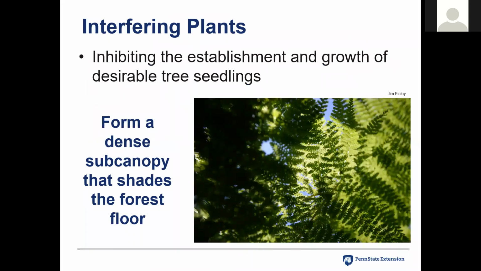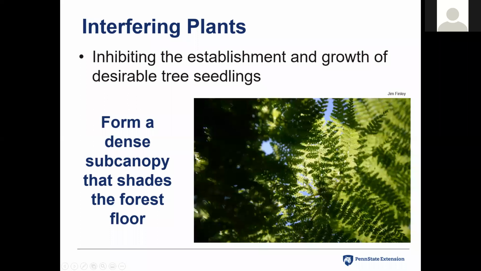So we call these plants interfering plants. We call them interfering plants because they interfere with or inhibit the establishment and growth of desirable tree seedlings by forming this dense sub-canopy that shades the forest floor. And this is an image taken from looking up through fern.